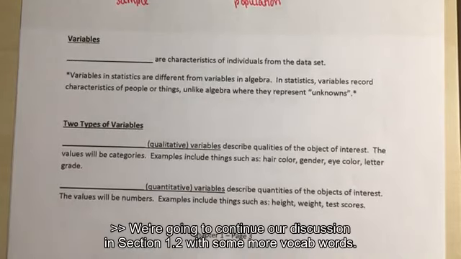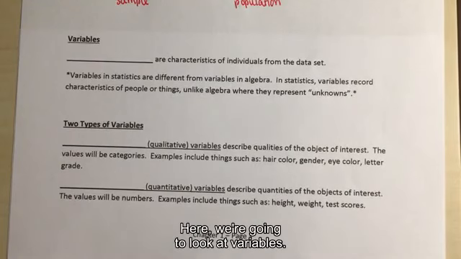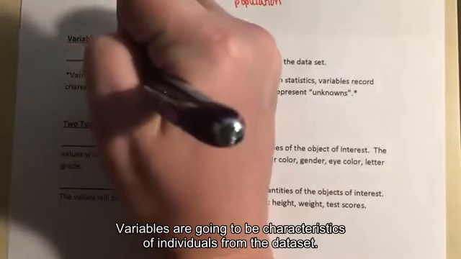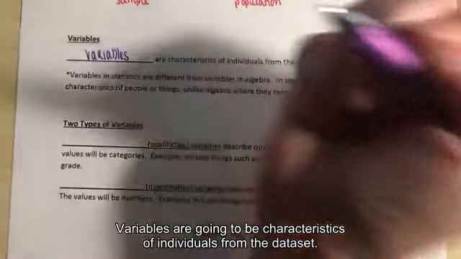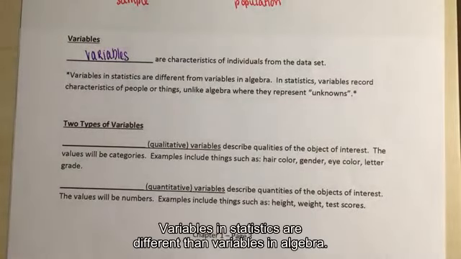We're going to continue our discussion in section 1.2 with some more vocab words. So we just looked at the idea of population and sample. Here we're going to look at variables. Okay. So variables are going to be characteristics of individuals from the data set. Variables in statistics are different than variables in algebra.